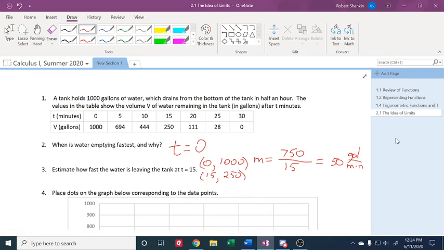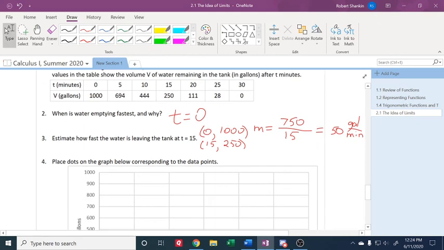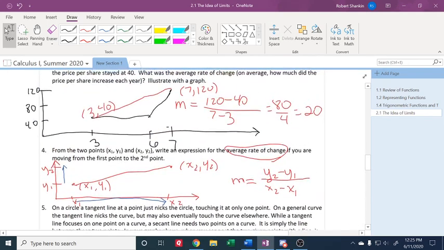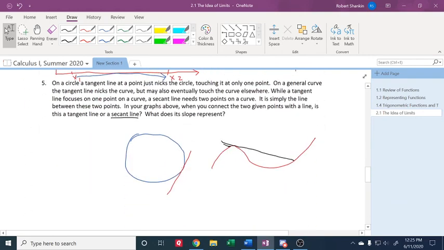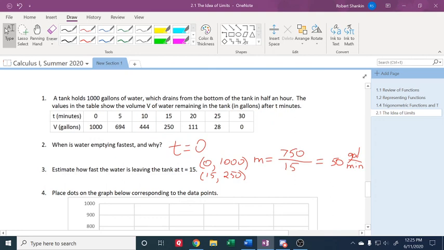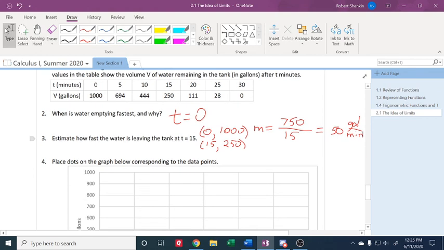Now, what that represents is the average. Remember back up here, these were average rates of change. This is the average rate of change from 0 to 15 right here, and it's 50 gallons per minute. And that could be an estimate for how fast the water is leaving the tank at t equals 15.